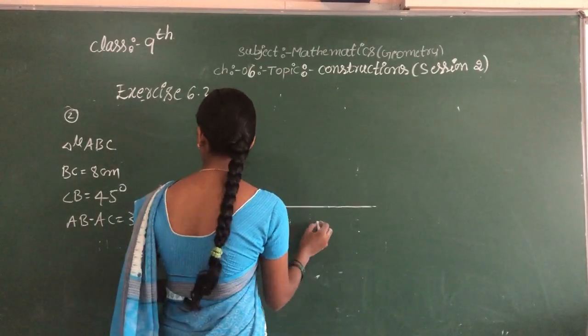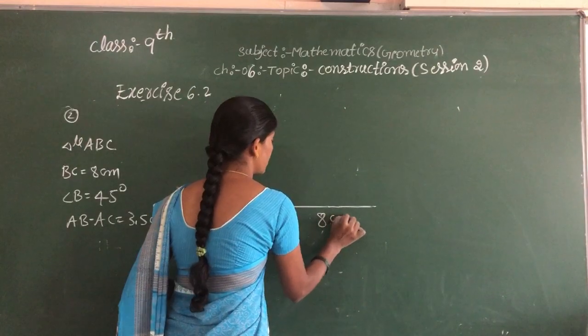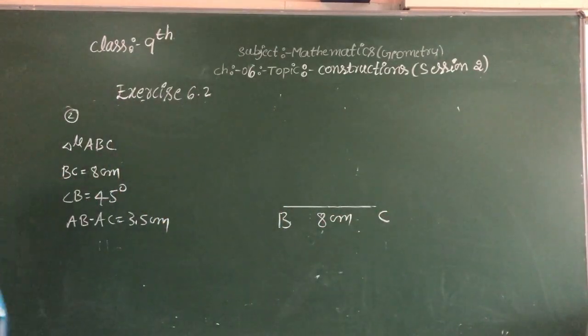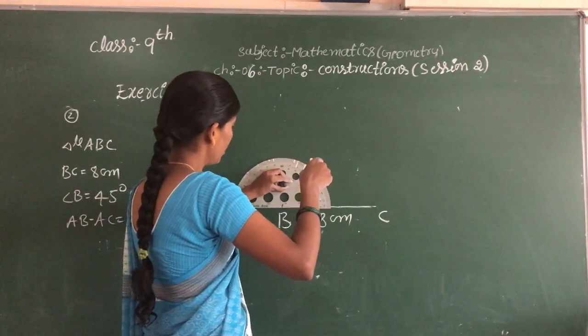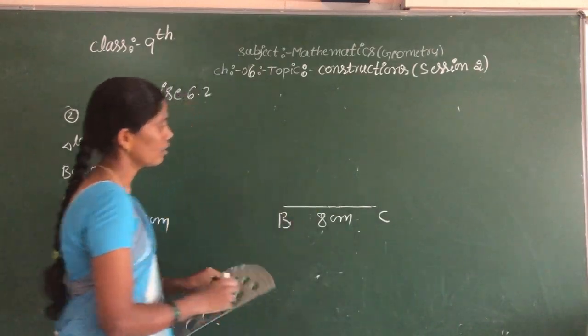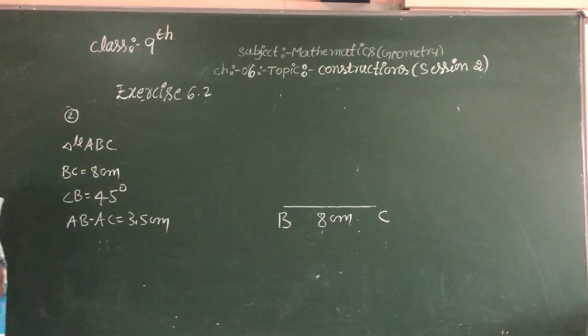Okay, this is one of the base 8 centimeter BC. Angle. So keep the protractor at point B. How many degrees? This is 45. Okay, 45 degree.